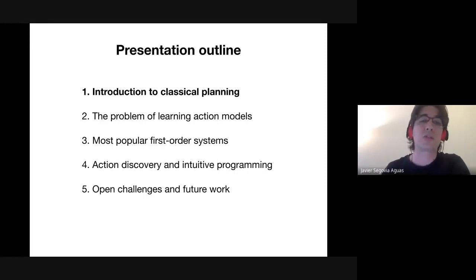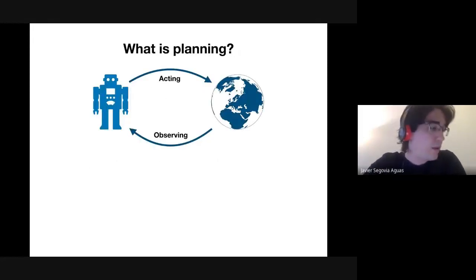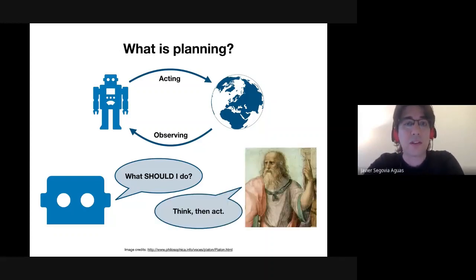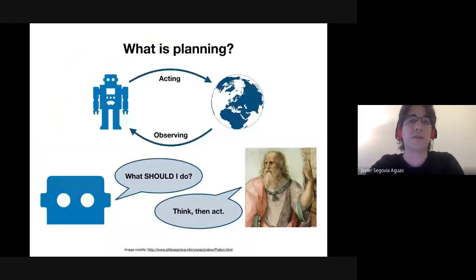So starting with the introduction to classical planning, what is planning? Okay, so we have an agent, we have a world. I think you are pretty familiar with this picture. And what an agent does is just acting and observing and acting and observing iteratively. So then an agent may think, what should I do? What should be my next action? And Plato would say, think, then act. So this is what planning is about. You have to think, you have to reason about the world, the possible outcomes, and the future goals that you want to achieve in order to select the best next action to apply in this world.